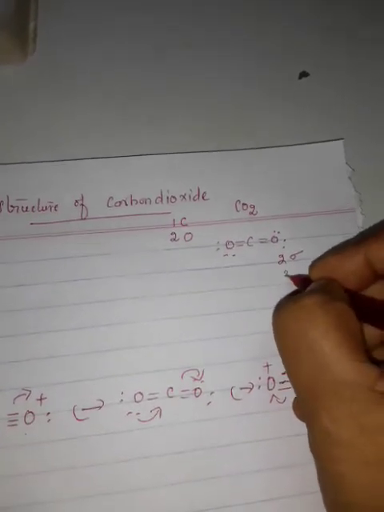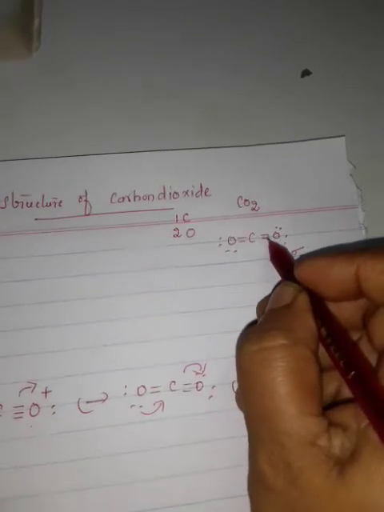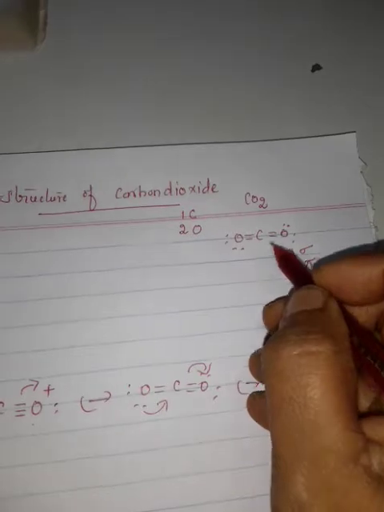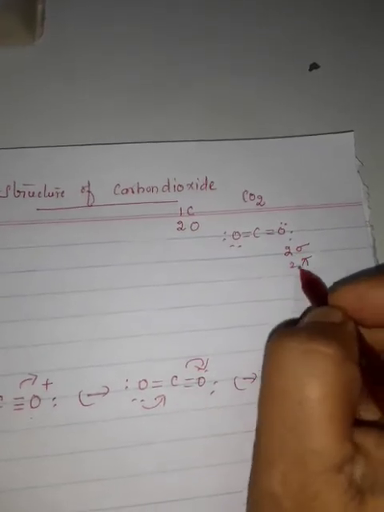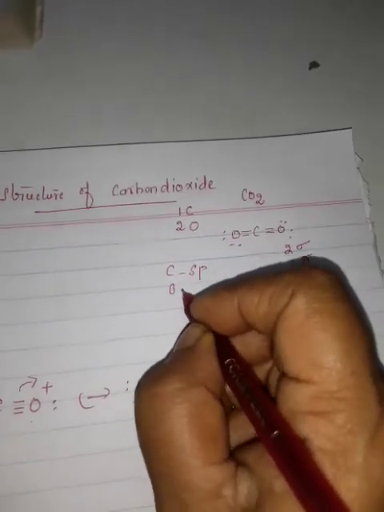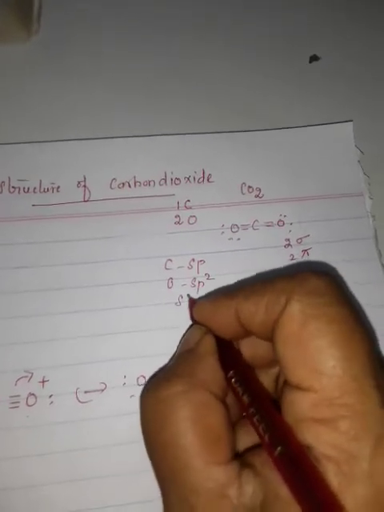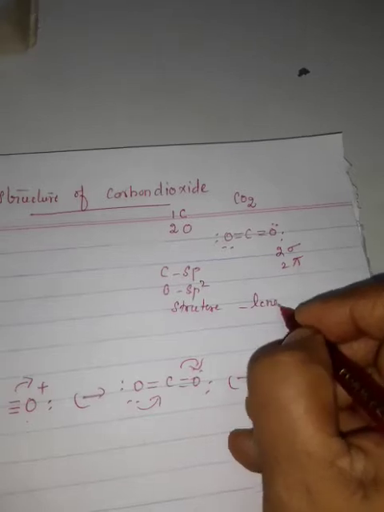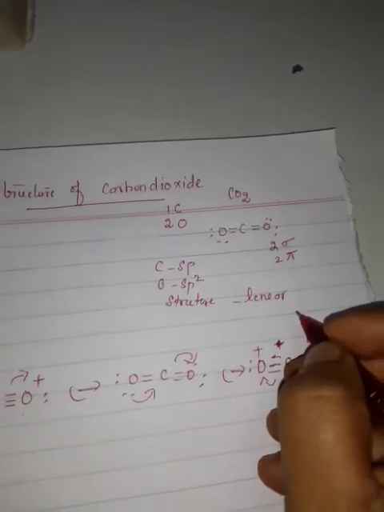Here two sigma bonds and two pi bonds are present. Since it is a double bond, there is one sigma bond and one pi bond on each side. So totally two sigma bonds and two pi bonds are present. Here carbon is sp hybridized, oxygen is sp2 hybridized. The structure is said to be linear. Linear means it is a straight lined structure.